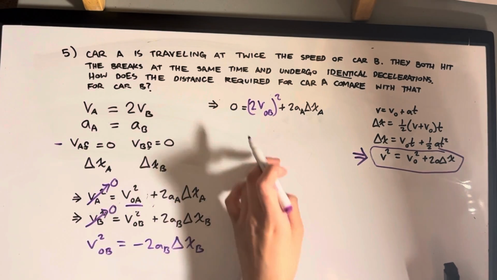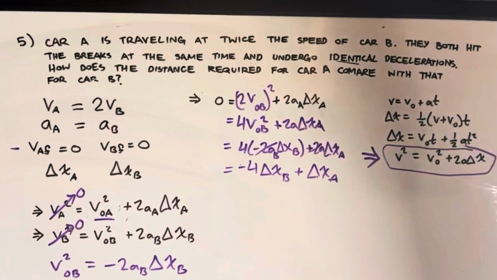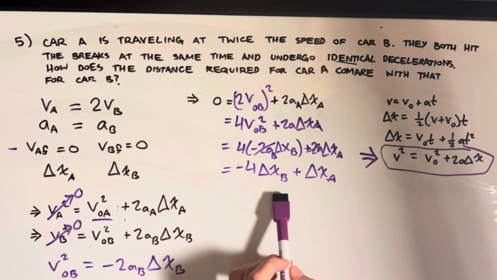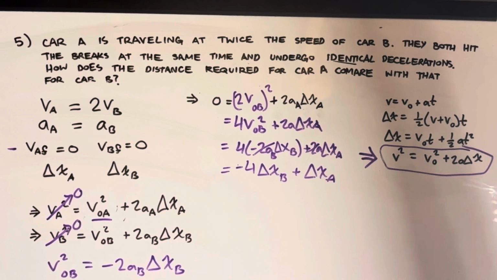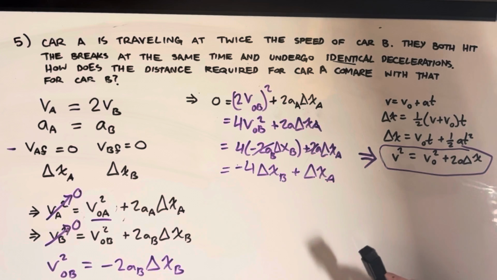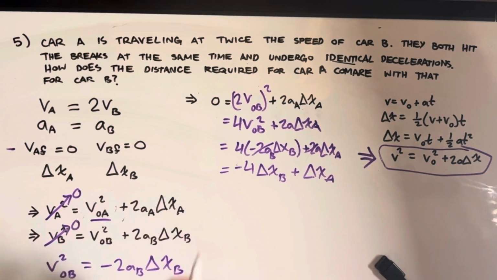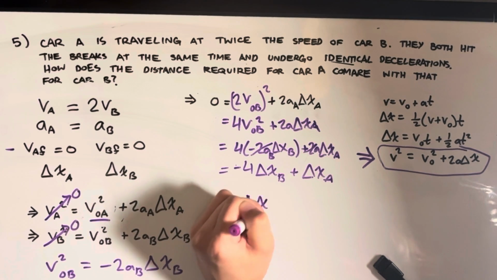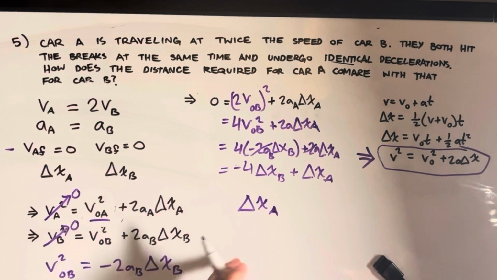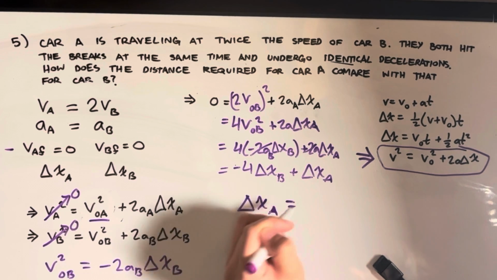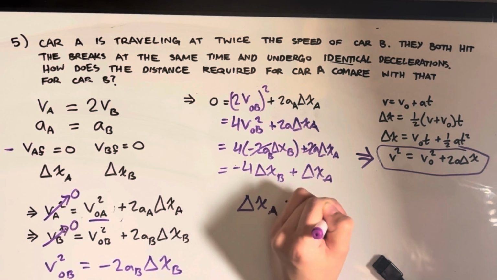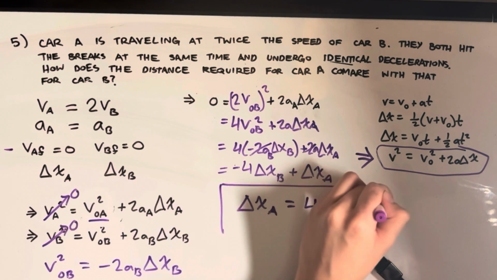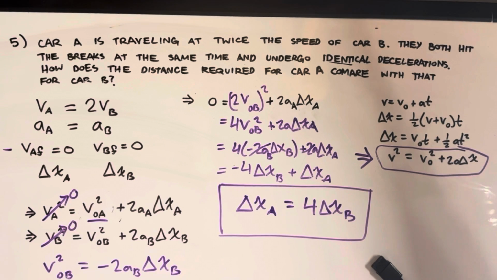So now from here, we just simply do the math. So now I've narrowed it down to negative 4 times the change of x in B and the change of x of A. So all we have to do is switch one of them to the other side to show us that the distance required for car A to stop will be 4 times the distance required for car B. And that is our answer.